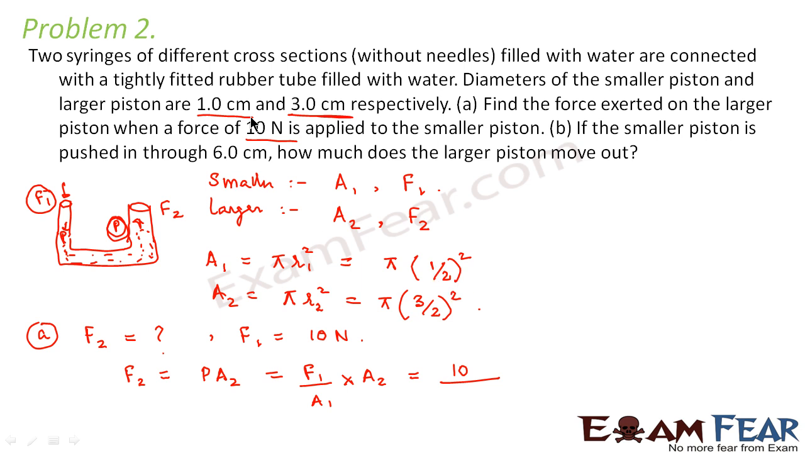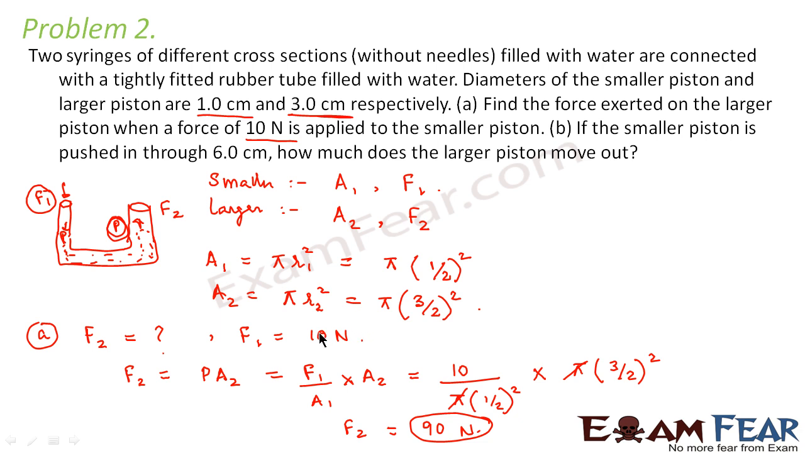If you observe, these were in centimeters, but even if you change it in meters, A2 by A1, so the ratio will still remain the same. So here A1 we can write pi into 1 by 2 whole square. A2 we can write pi into 3 by 2 whole square. So this pi and pi will get cancelled. So we get this as 90. So F2 will be 90 newtons. That means this much force will be exerted, 90 newtons will be exerted on the larger piston.